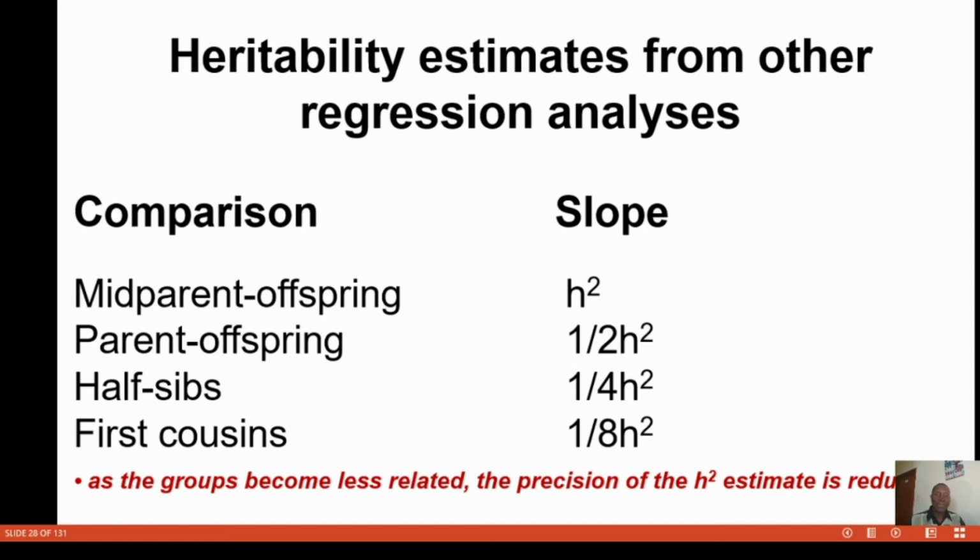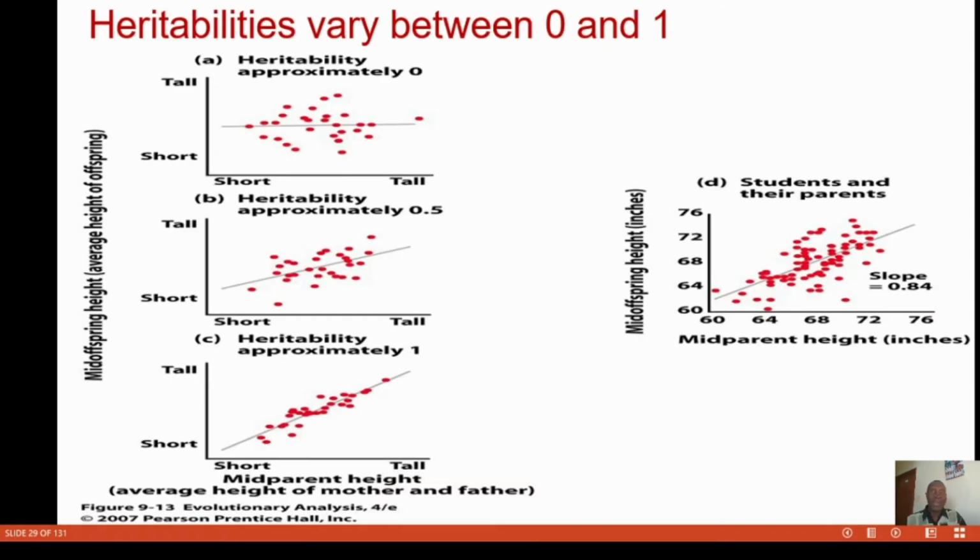As the groups become less related, the precision of the narrow sense heritability is equally reduced. Remember, heritability is simply an estimate. It can be estimated because it predicts what may be transmitted.